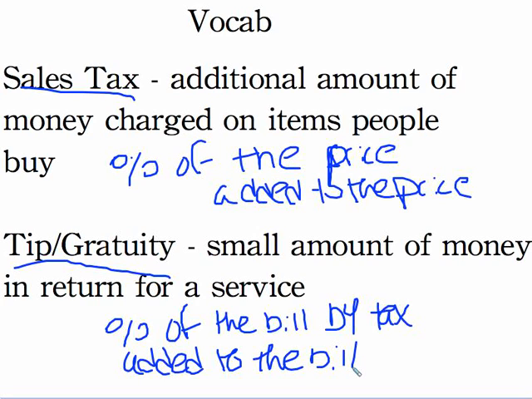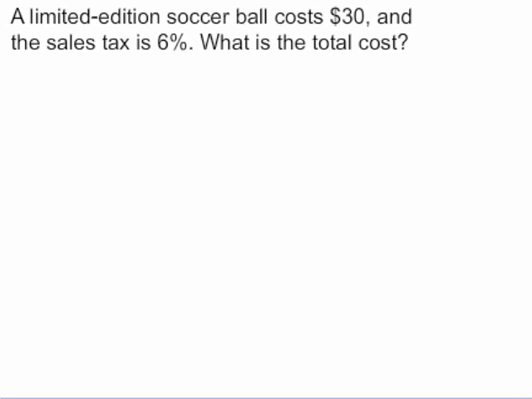Okay, so we go into our first example. A limited edition soccer ball costs $30 and the sales tax is 6%. What is the total cost? So when I'm calculating a tax, I know that our tax is going to equal the percent of the price.